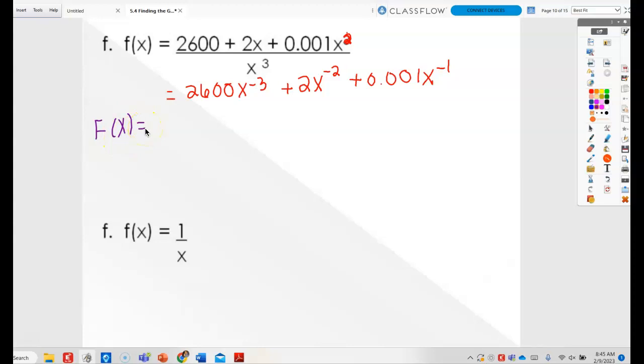That means to integrate, we add 1, so we're doing that reverse power rule. So you get 2,600 x to the negative 2 over negative 2. So 2,600 divided by negative 2 is negative 1,300. And since it would be x to the negative 2, I'm going to drop it down as x squared. Two x to the negative 2. So again, add 1 to that power, you get negative 1. So that makes us negative 2 over x.